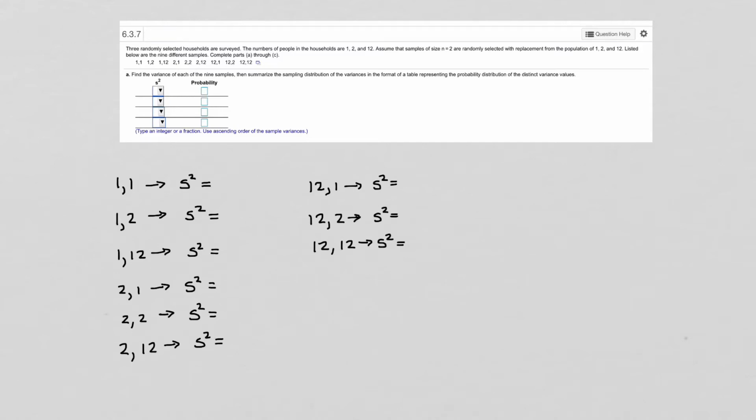In this problem, we're told that 3 randomly selected households are surveyed. The number of people in the households are 1, 2, and 12. We're going to take samples of size n equals 2. We're assuming that those are randomly selected with replacement from the population.